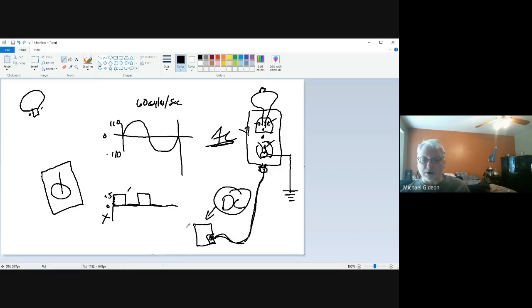All of our components are DC. Now we have different voltages. Can you name or think of the 3 different voltages that we have inside of our computer? A good guess would have been 5 volts right off the bat.